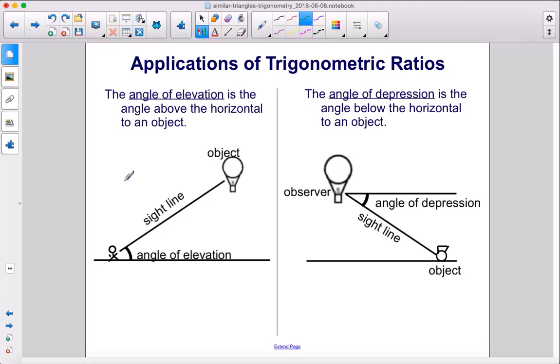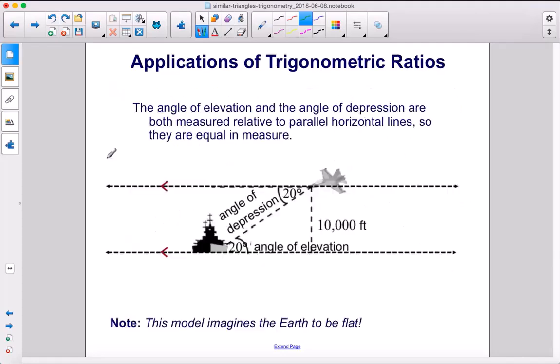The angle of elevation here is the angle above the horizontal to an object, and the angle of depression is the angle below the horizontal to an object, here. The angle of elevation and the angle of depression are both measured relative to parallel horizontal lines, so they're equal in measure. So here we have the angle of depression equal to the angle of elevation.